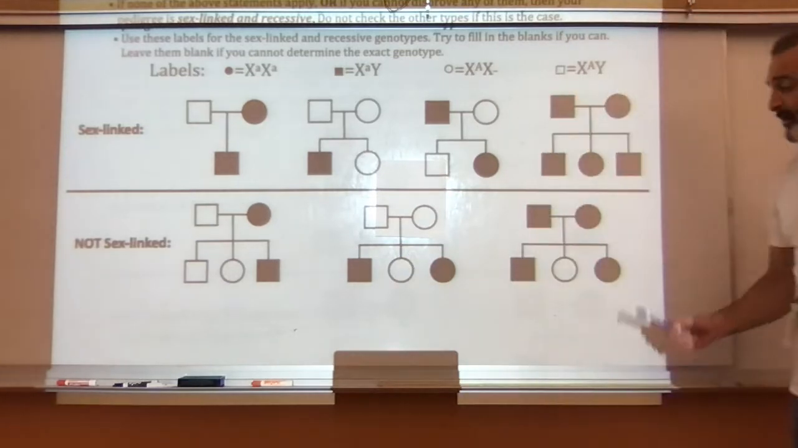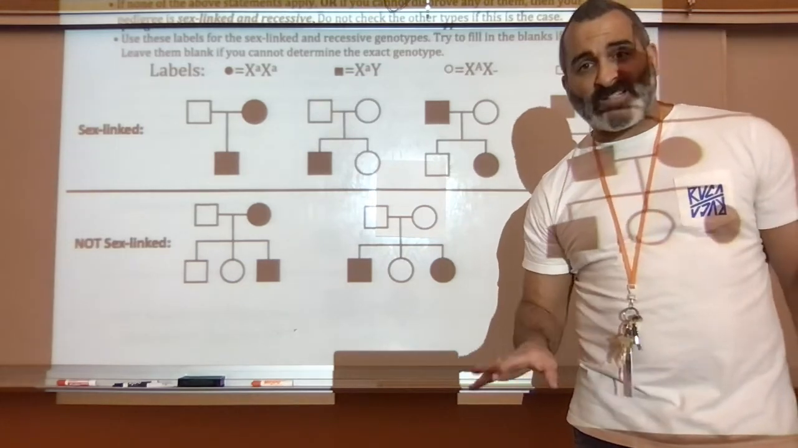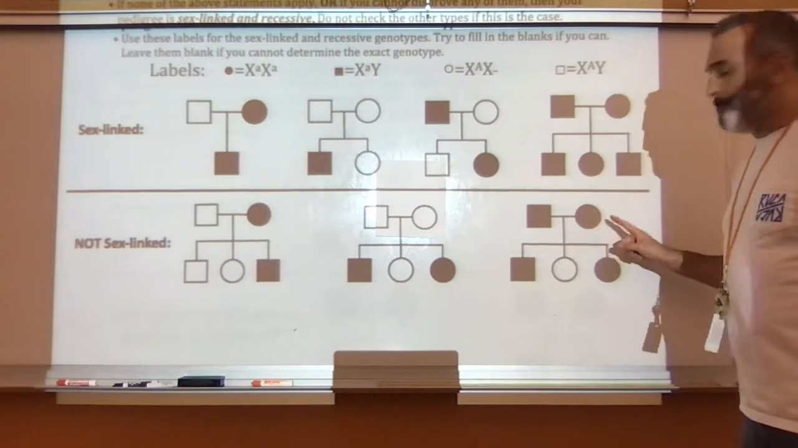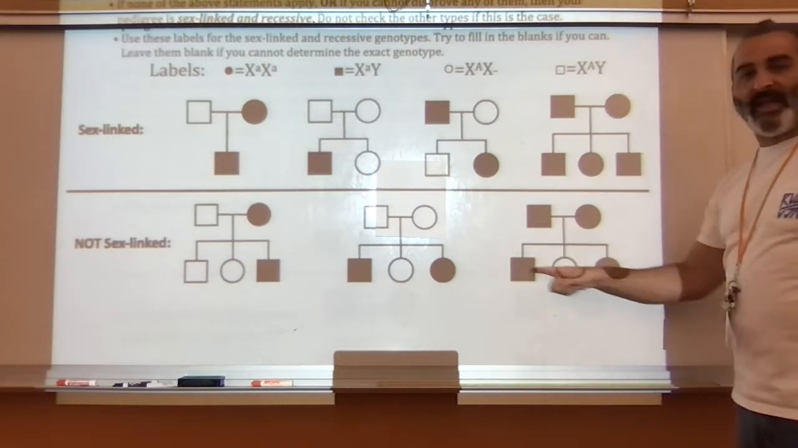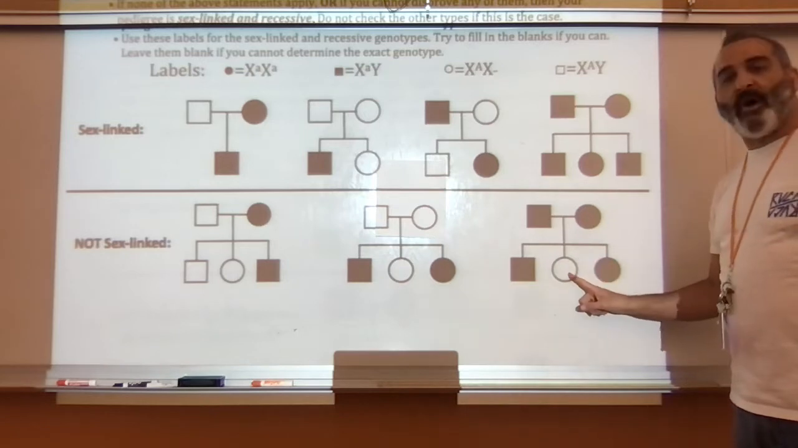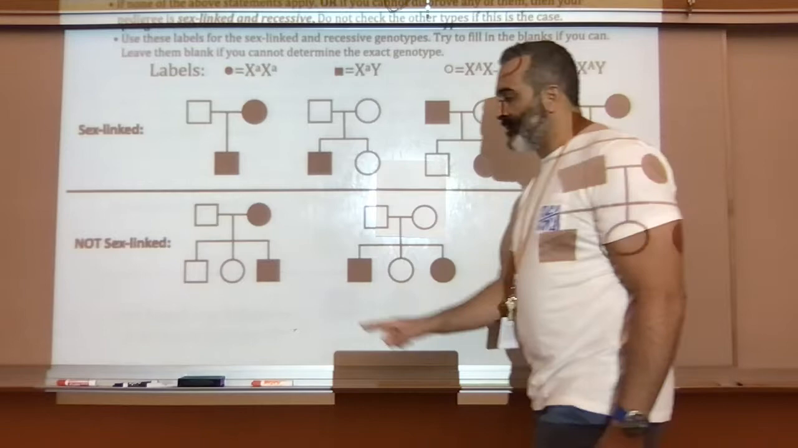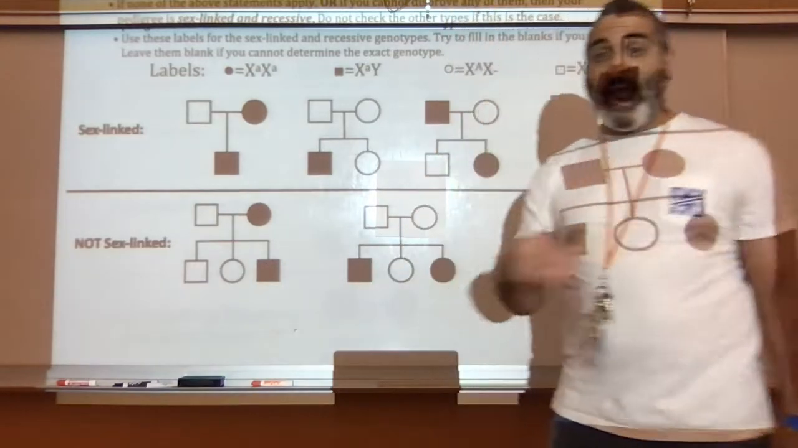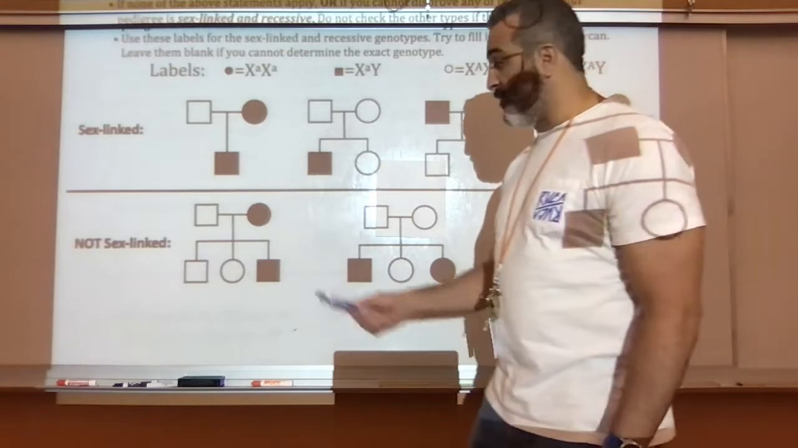Finally, over here, the third rule for sex-linked is, if both mom and dad have it, all of their kids must have it. And look, they have a daughter that doesn't have it. Not sex-linked, not sex-linked, not sex-linked. That is how you prove something is not sex-linked. These are the three examples.